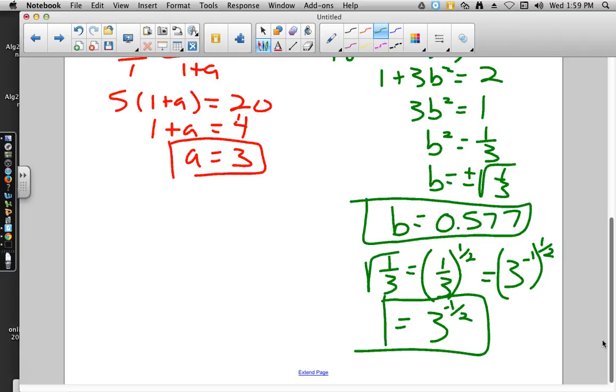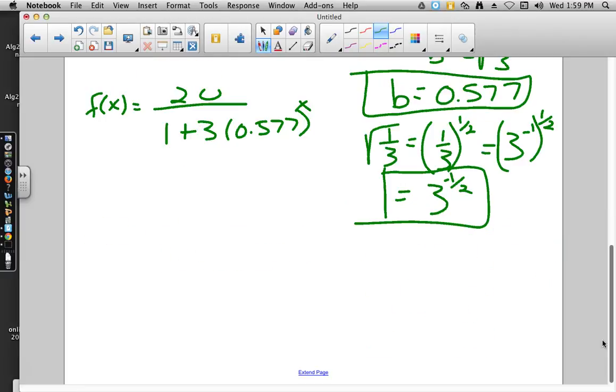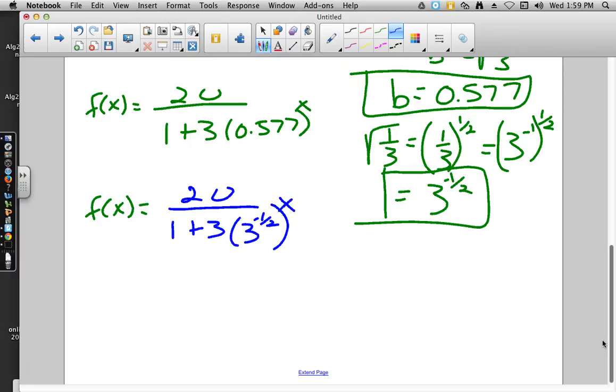And again, I'm going to show you this both ways. So first we'll go with the approximation. f of x equals our 20 over 1 plus 3, and then we had 0.577 to the x. So that's with the approximation using the calculator to find the square root. And then we would also have f of x equals, and this one would be exact, 20 over 1 plus 3 times 3 to the negative 1/2 to the x power.